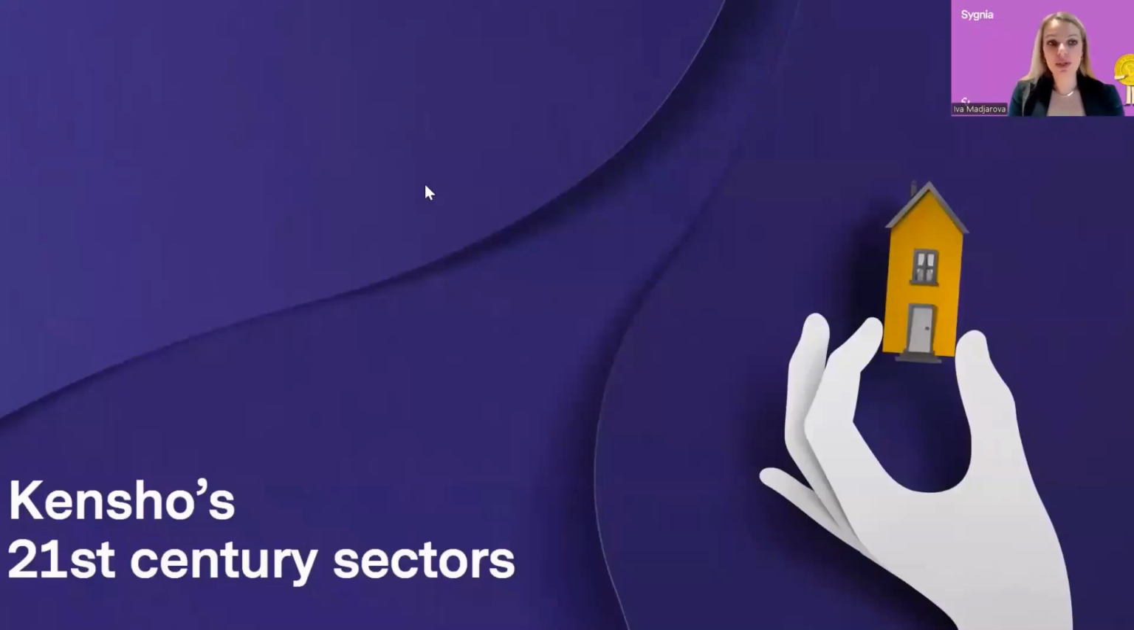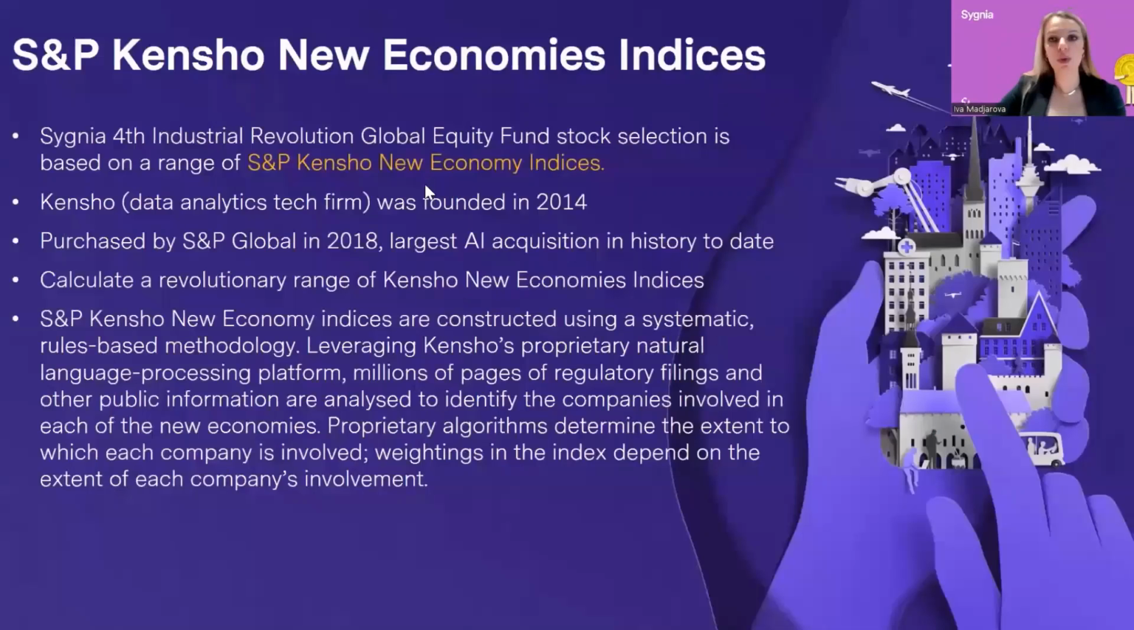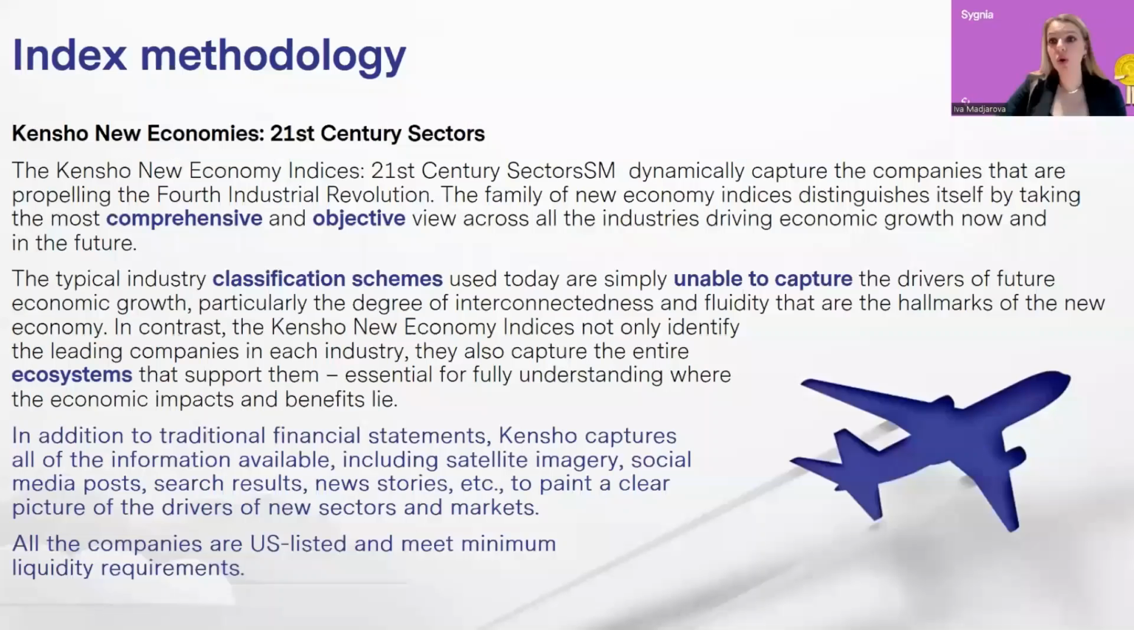I mentioned that the stock selection universe is these Kensho 21st century sectors. So let's chat a little bit about Kensho and what these sectors are all about. Firstly, Kensho is a big data analytics firm. It's been around since 2014, and a couple of years later, it was purchased by S&P Global. And they calculate this revolutionary range of new economies indices. They use artificial intelligence, a lot of algorithms, a lot of non-traditional type of data in order to construct their indices. So it's very much a non-traditional weighting methodology.